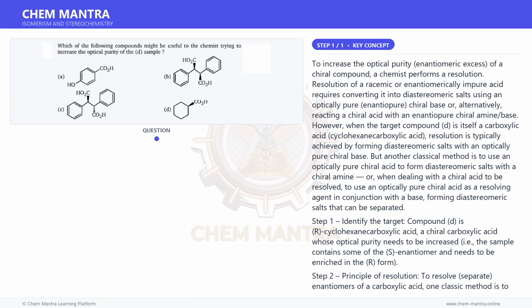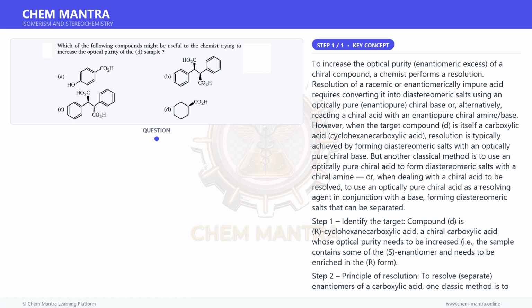Step 3. Evaluate the options. A. 4-hydroxybenzoic acid. This compound has no stereocenters, it is achiral. It cannot form diastereomeric salts and is useless for resolution. B. 2R,3R-2,3-diphenylsuccinic acid, or one specific enantiomer of diphenylsuccinic acid. This is a chiral diacid with 2 stereocenters. Being enantiomerically pure and chiral, it can be used as a resolving agent.